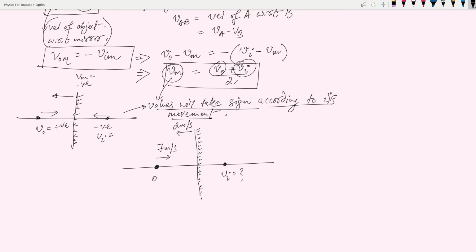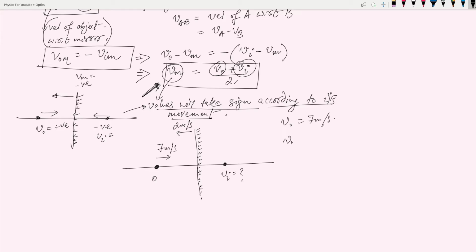Okay, now if you don't know the formula, then it's very difficult. If you don't know this formula that I have derived, then it's very difficult to solve this kind of question. Okay, so as I have already told you the formula, just use the formula and you'll find the result directly. So we know that VO is 7 meters per second positive, because it is moving in the right hand direction.